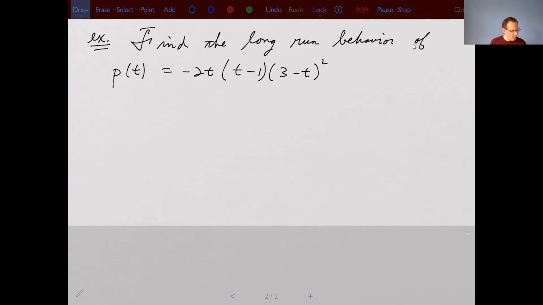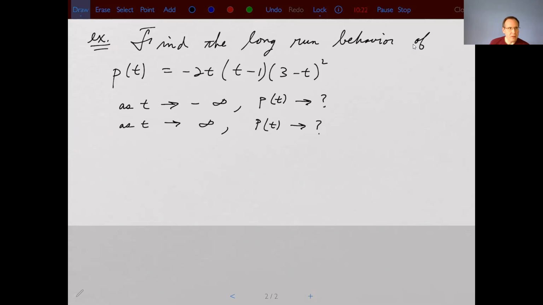Okay, so what we want to do is figure out what happens as t gets really, really large, and when t gets really, really small. So as t goes to negative infinity, we want to figure out what happens to p. And then as t goes to positive infinity, we want to figure out what happens to that polynomial. Okay, so remember, that's what it means for long-run behavior. What happens as the input gets really, really large or really, really small? And the input in this case is t.